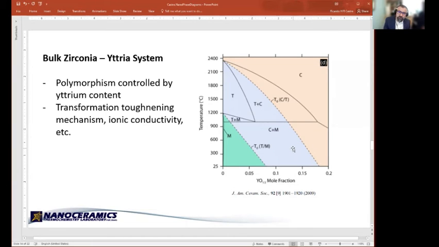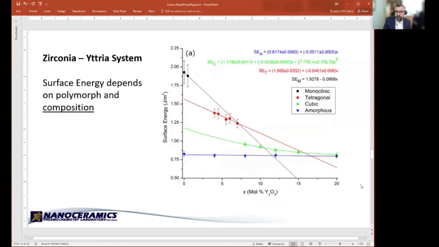If I have nanoparticles, will these change? Well, the answer is yes, because the surface energy of these materials actually changes as a function of composition as well. So this is the surface energy of yttria zirconia nanoparticles as a function of yttrium. And what we see is that depending on the structural stability, monoclinic, tetragonal, cubic, or even an amorphous system, there is a change in surface energy. They have different energy between those polymorphs, which is expected, but also within the tetragonal region, for example, you also have a change in surface energy with composition.